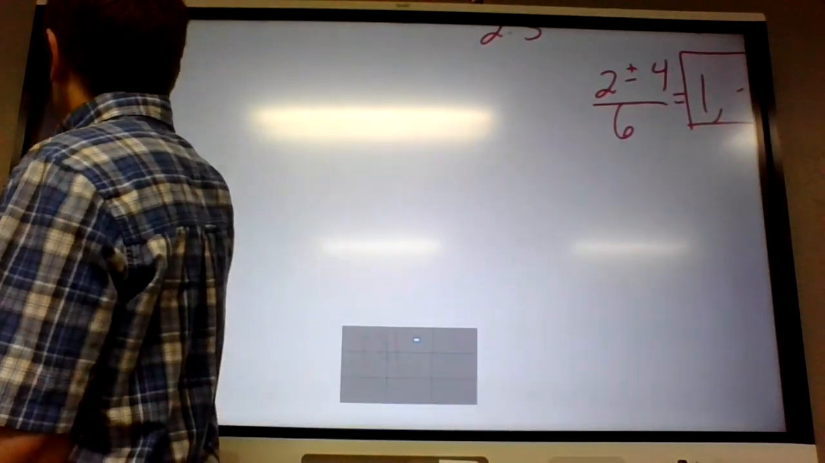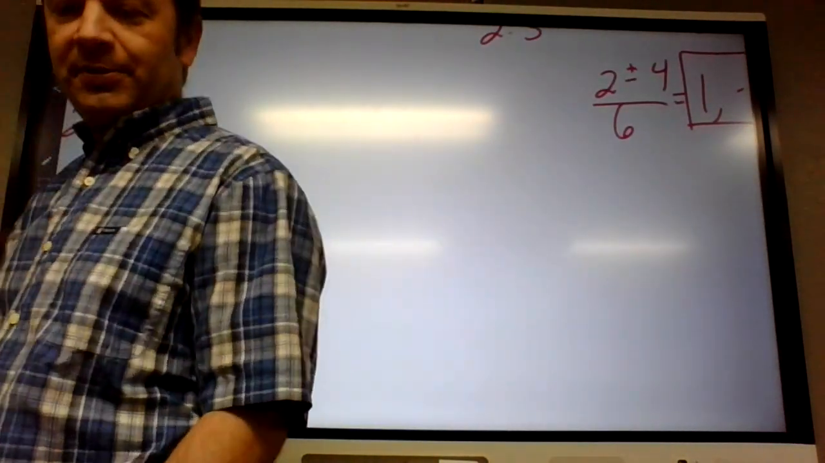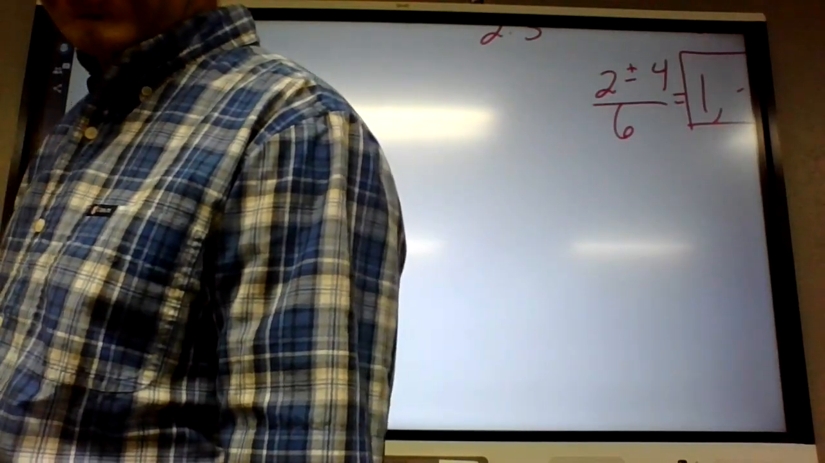Oh, wait, not the same. What was it? 1 and negative 1/3. Thank you, Mr. Jordan. 6a squared plus 2a plus 4.